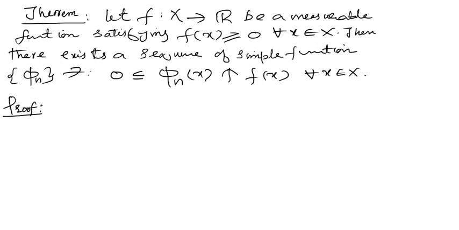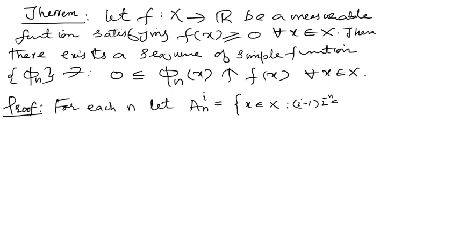For each n we define, let A_{n,i} be the set of points x belongs to X such that (i minus 1) times 2 power minus n is less or equal to f(x) and less than i times 2 power minus n. This is A_{n,i}, where i equals 1, 2, up to n times 2 power n.